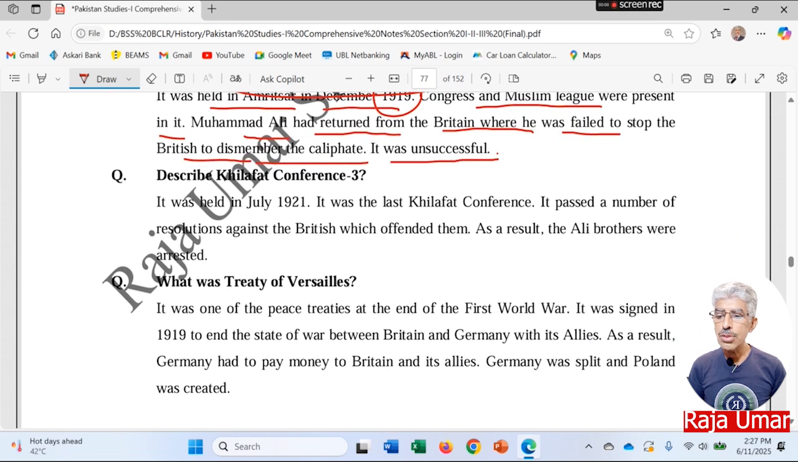It was held in July 1921. It was the last Khilafat conference. It passed a number of resolutions against the British which offended them. As a result, the Ali brothers were arrested.